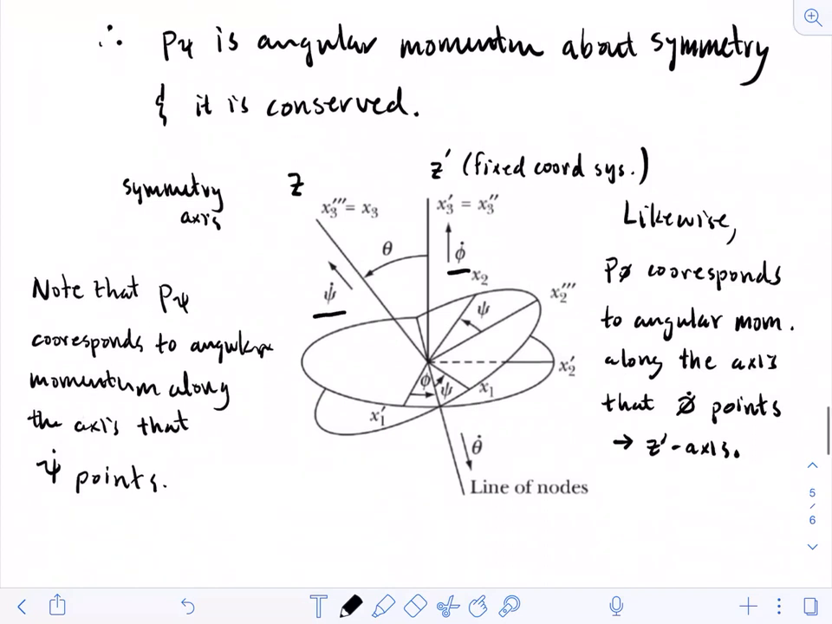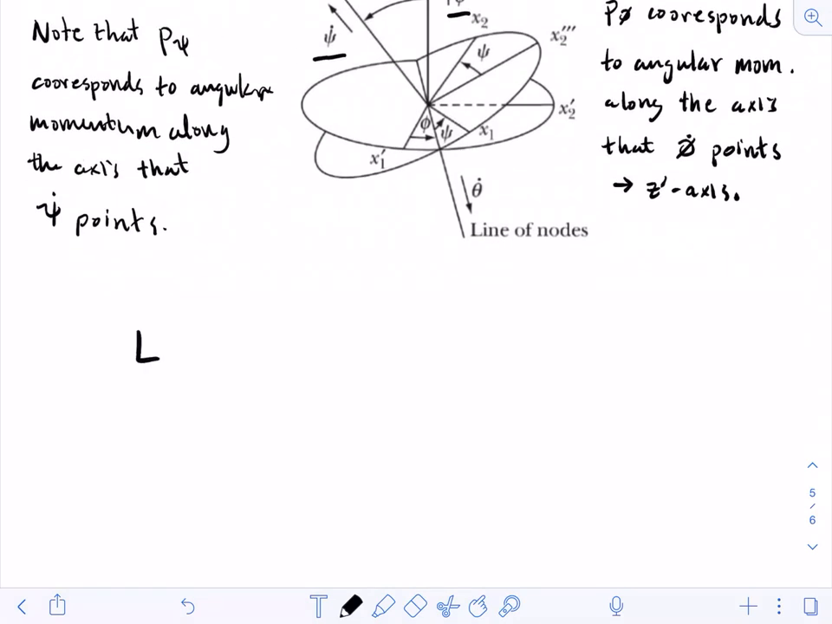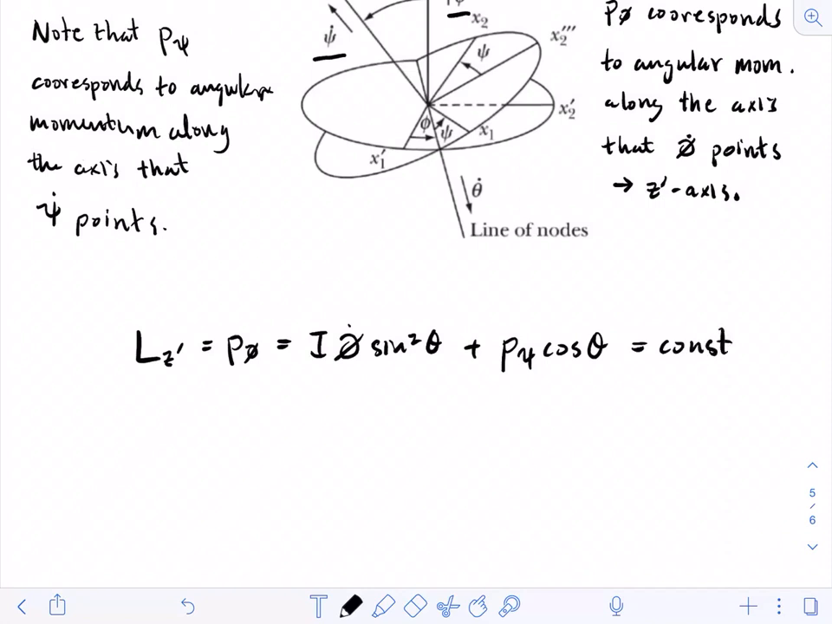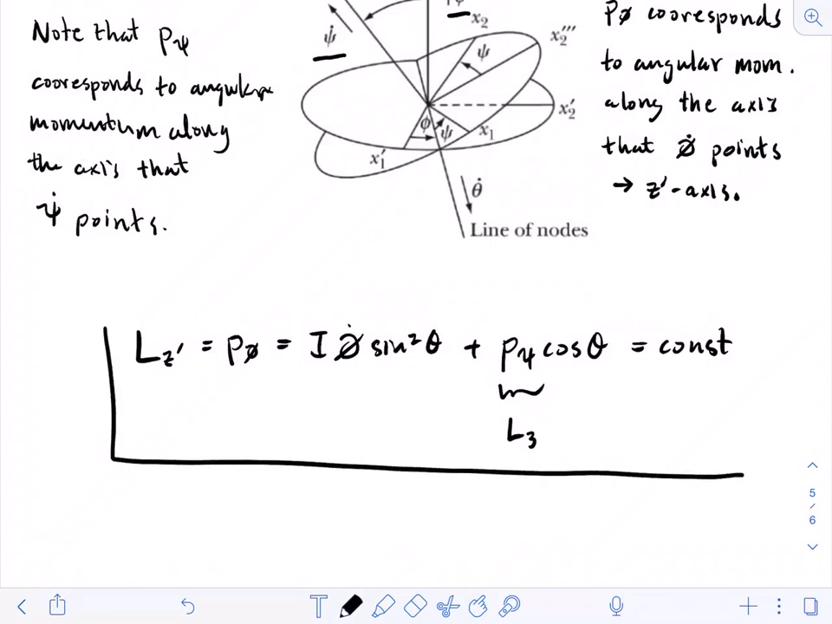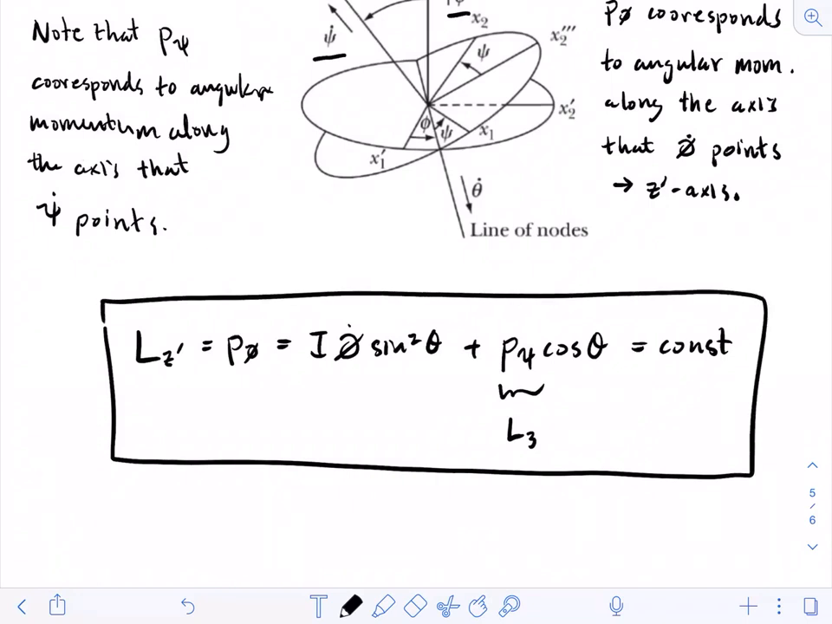Okay, so that means the angular momentum along the z prime axis is equal to this p phi, which is equal to I phi dot sine squared theta plus p psi cos theta, and that's equal to a constant. And this is also p psi, we've determined, is the angular momentum along the symmetry axis. Okay, so that's the physical significance of these two conserved quantities.